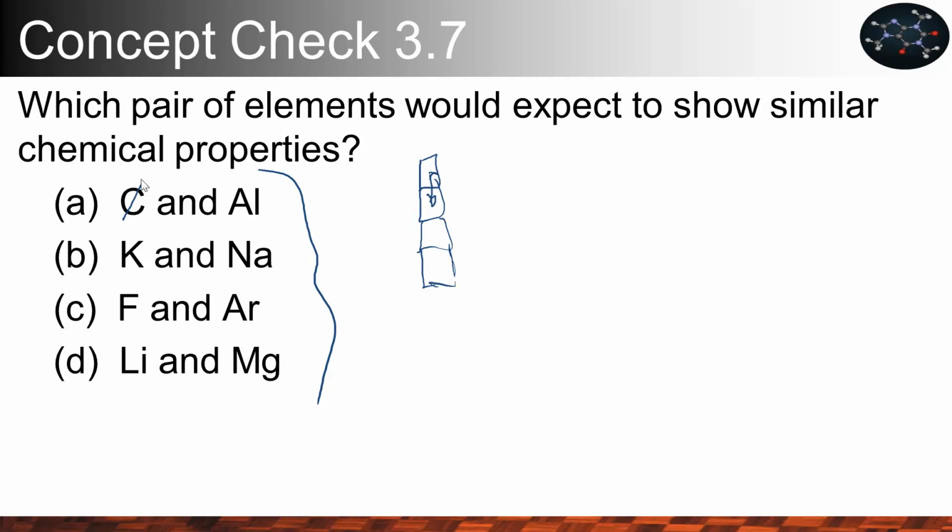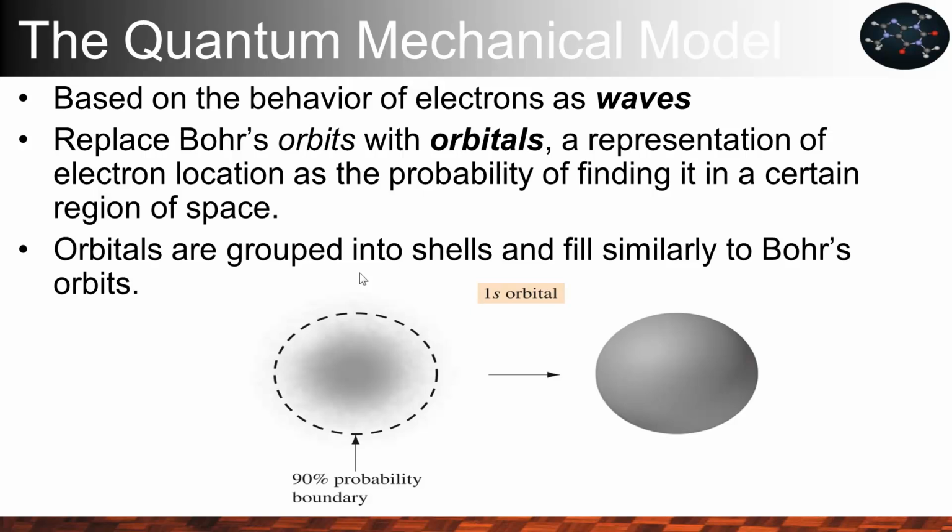Okay? Calcium, aluminum, not under each other. Lithium and magnesium aren't. Fluorine and argon aren't. Potassium and sodium, if we look at the periodic table, sodium is just right above potassium. So since they're right above each other, they're in the same column, they're both going to have the same number of valence electrons. In this case, 1 valence electron. So they will have similar chemical properties.